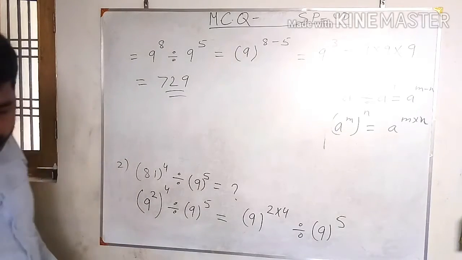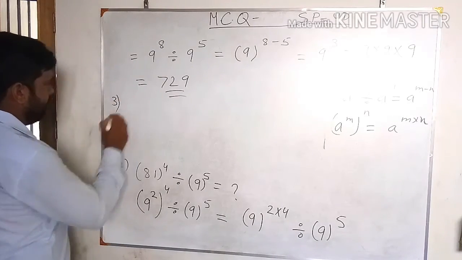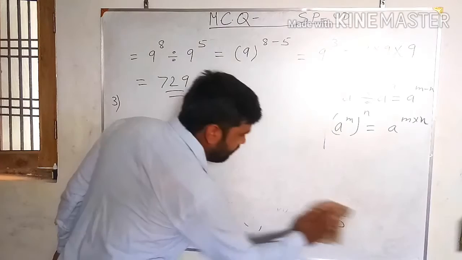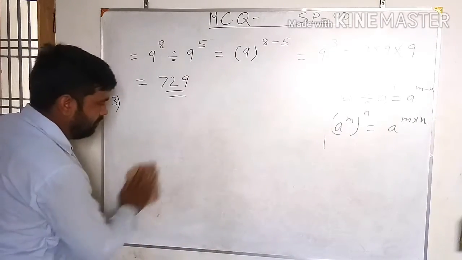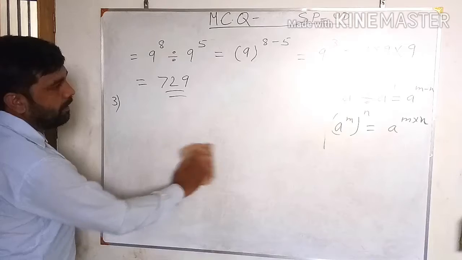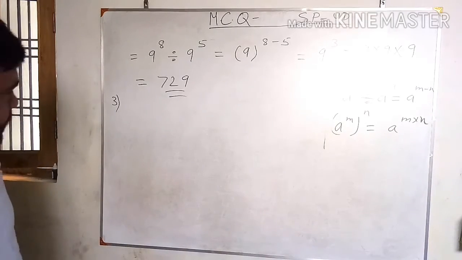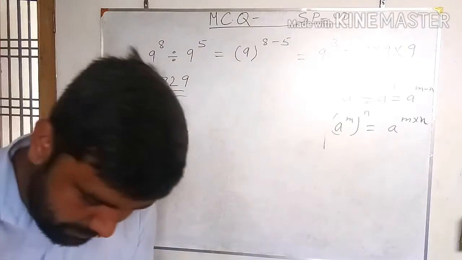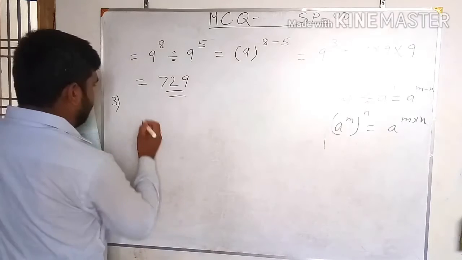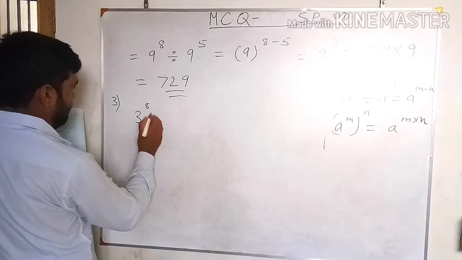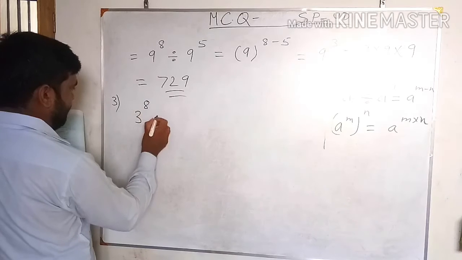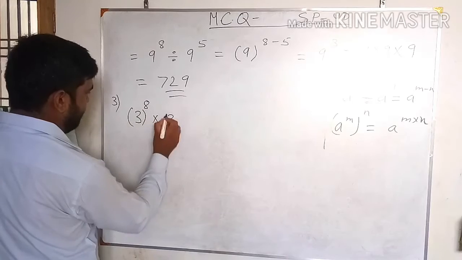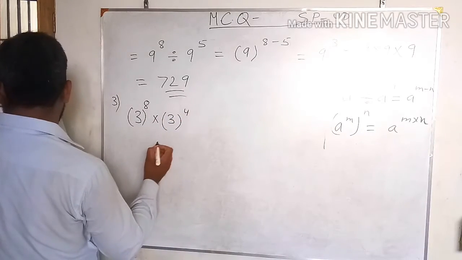Now we move to the next question, question number 3. See the question number 3. Question number 3 is 3 to the power 8 multiply 3 to the power 4. 3 to the power 8 multiply 3 to the power 4 gives you what?